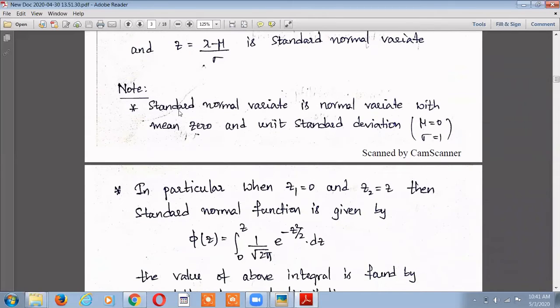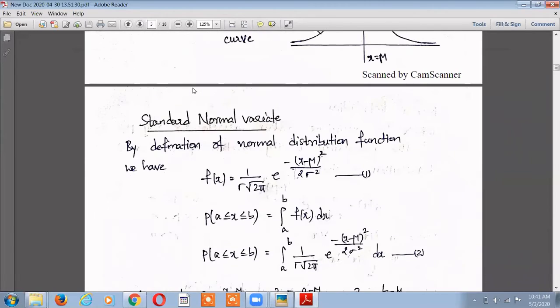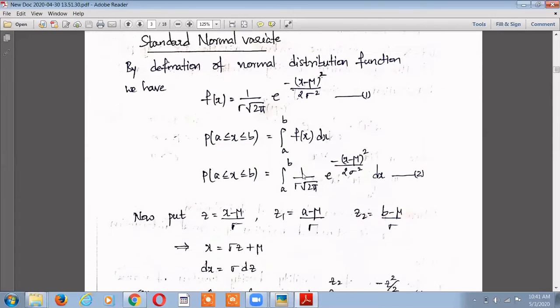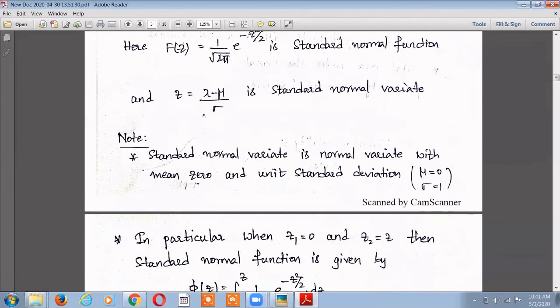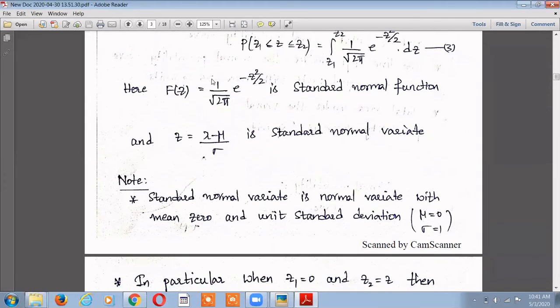The first one is that a standard normal variate is a normal variate with mean 0 and unit standard deviation. It means in the function f of x, if you substitute mu equal to 0 and sigma equal to 1, you get f of z here. Okay, I'll just show it. If I substitute mu equal to 0 and sigma equal to 1 here, I get f of x equal to 1 by root 2 pi e to the power of minus x square by 2. So this function and this f of z function both will be same. So that is what note 1 speaks about.